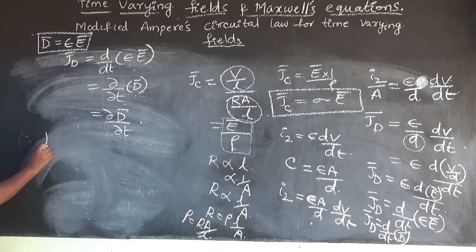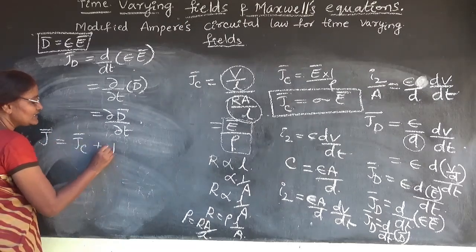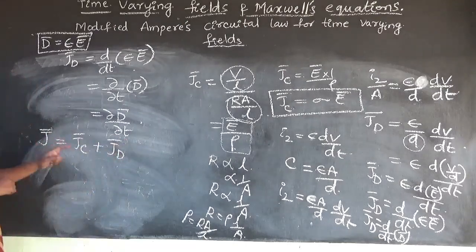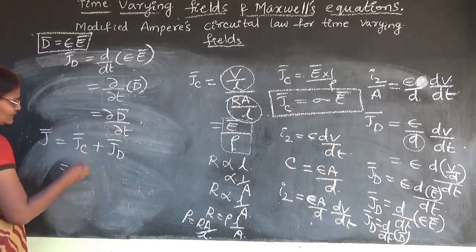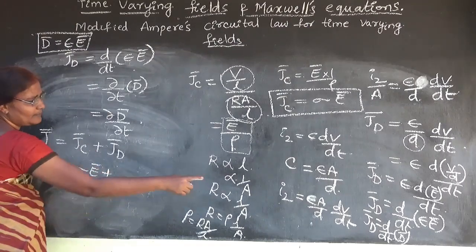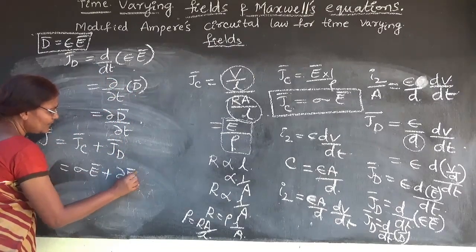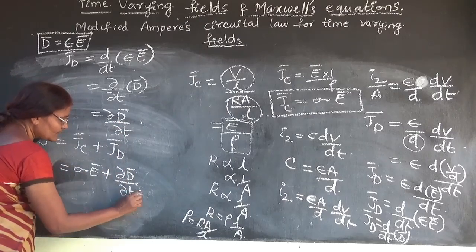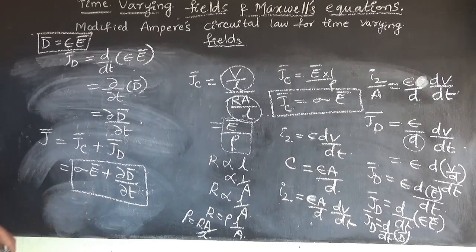So what is my current density? J bar is equal to conduction current density Jc bar plus displacement current density Jd bar. What is Jc bar I got in the previous thing? Jc bar is equal to sigma E bar. Plus, what is Jd bar? Jd bar I got it as dou D bar by dou t. So this is my total current density in the time varying fields.